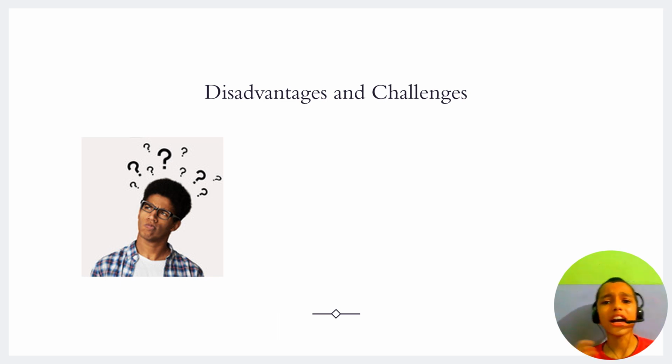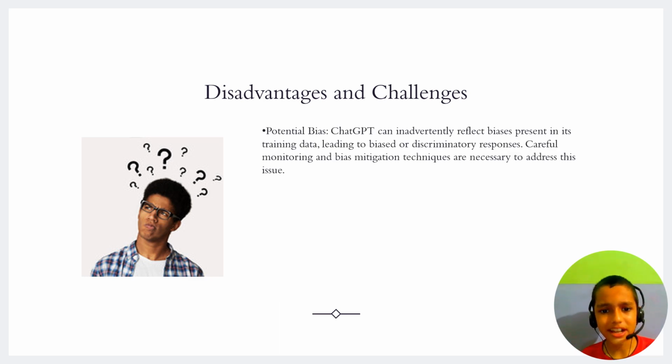Sometimes ChatGPT can unknowingly show biases. I forgot to show you the slide. Potential bias: ChatGPT can unknowingly show biases in its answers because of the information it learned through training, because sometimes there's a training mistake. To fix this, developers need to carefully monitor ChatGPT, use techniques to reduce biases, and make sure it's treated fairly.